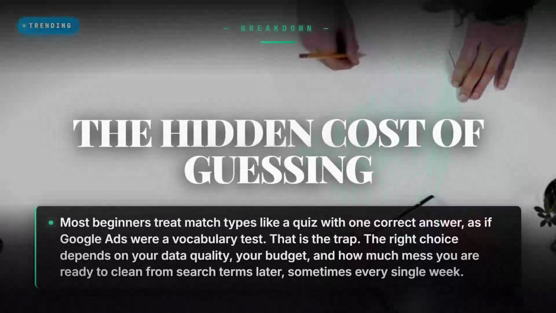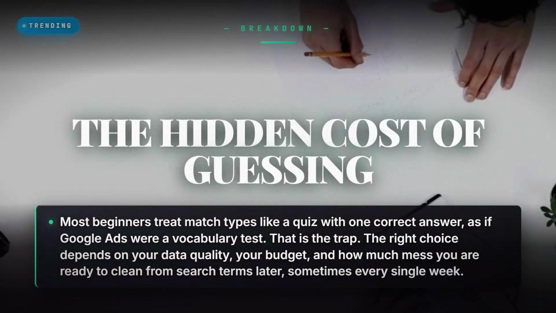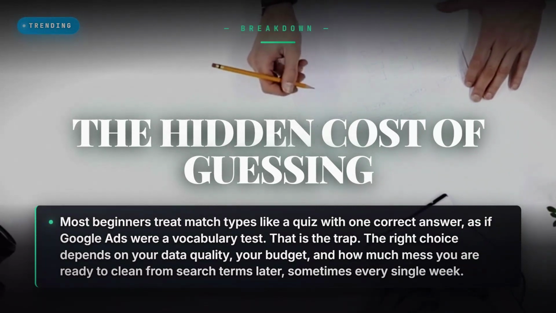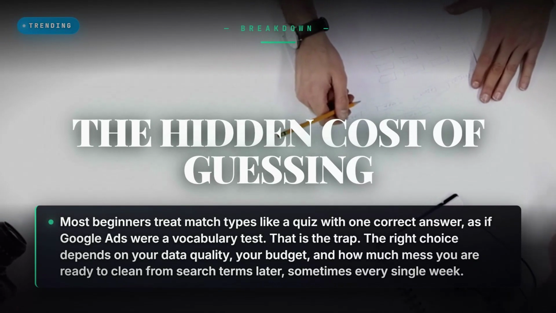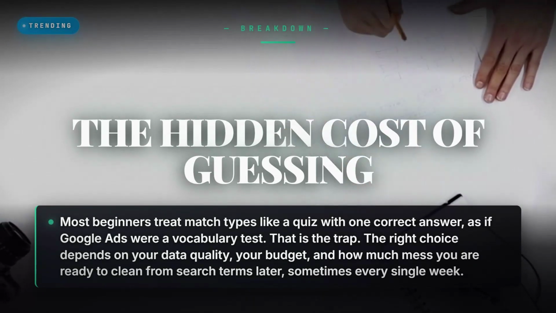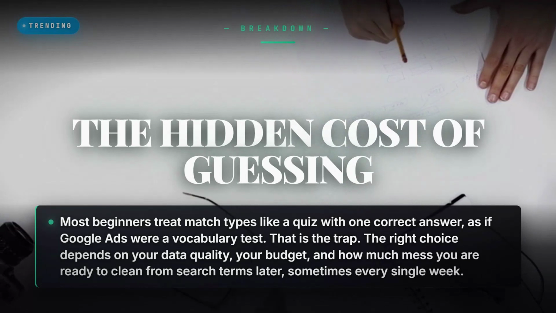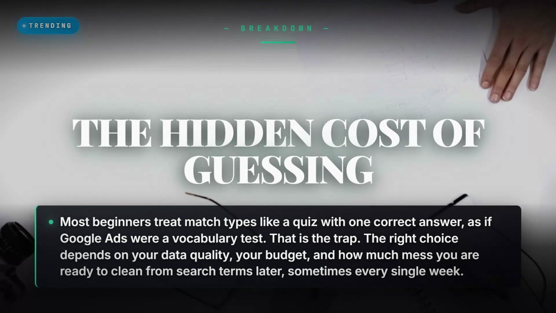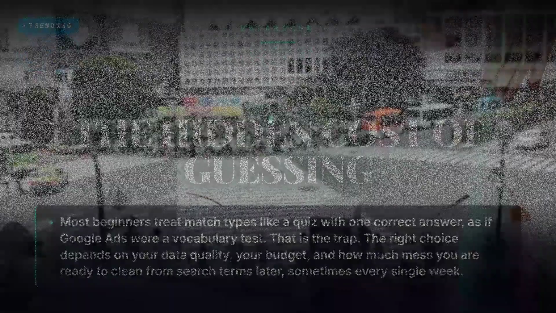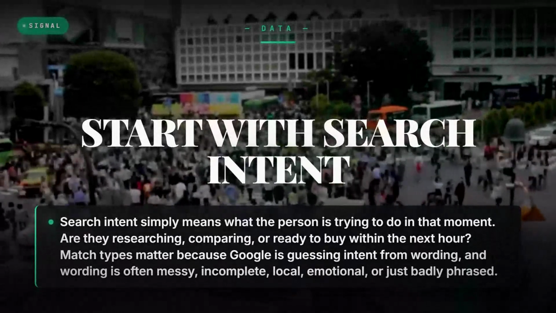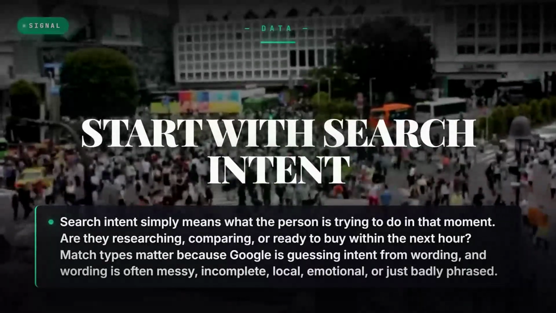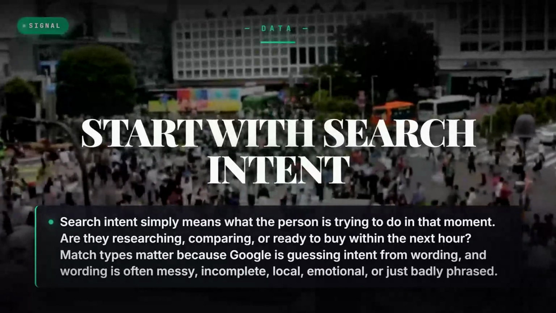Most beginners treat match types like a quiz with one correct answer, as if Google Ads were a vocabulary test. That is the trap. The right choice depends on your data quality, your budget, and how much mess you are ready to clean from search terms later, sometimes every single week. Search intent simply means what the person is trying to do in that moment. Are they researching, comparing, or ready to buy within the next hour?